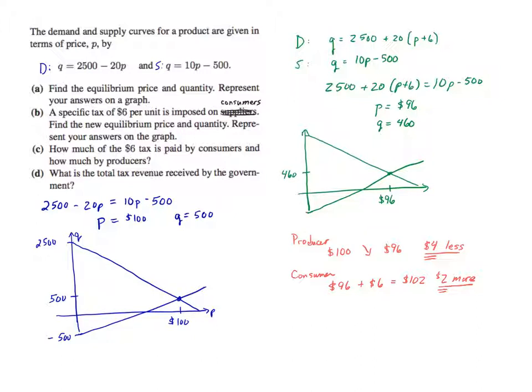Now, as for the government, they're receiving as tax revenue $6 per item. So their tax revenue would be $6 times the number of items that can be sold at this new price, which is 460, that would be a total of $2,760.